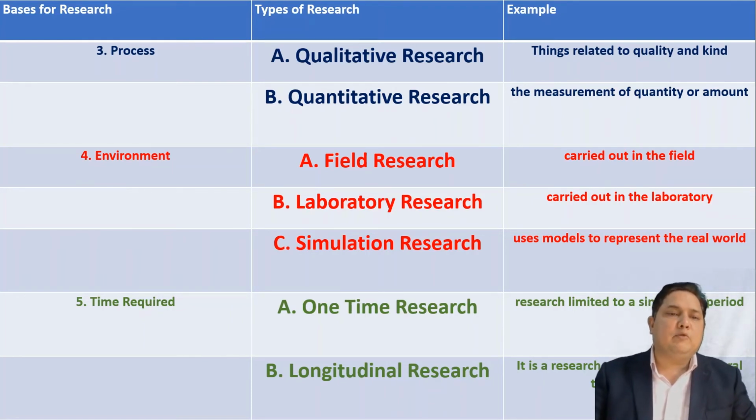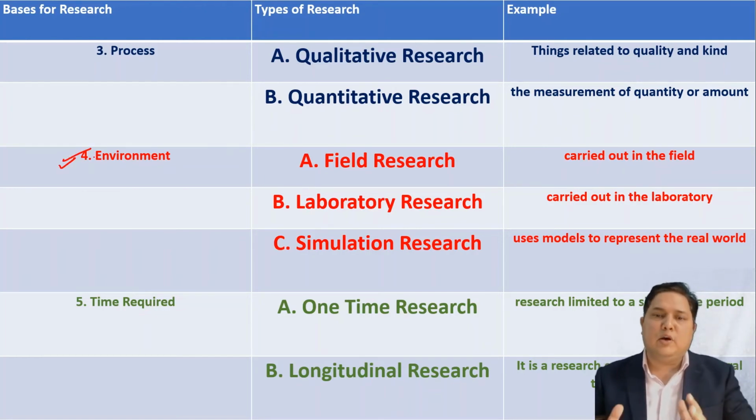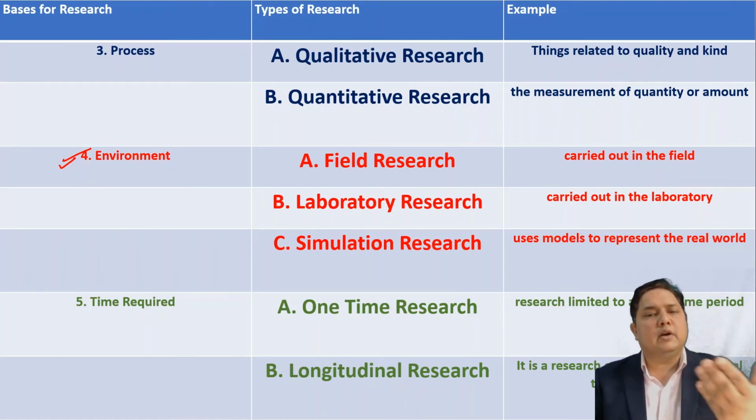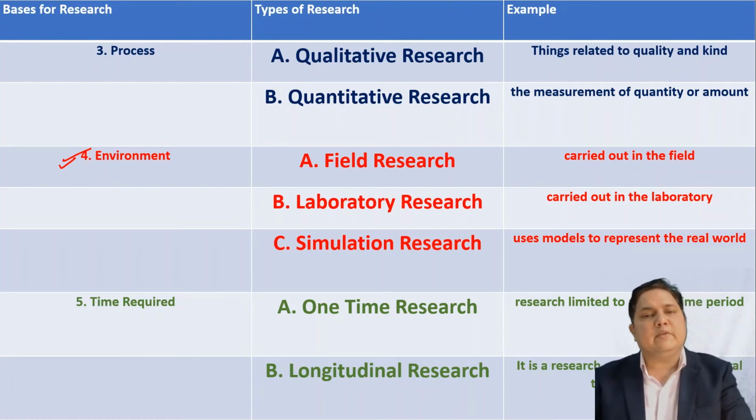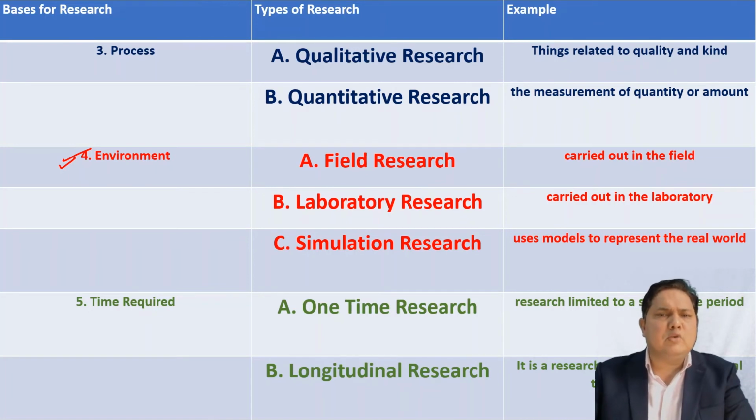Then when we are talking about the fourth one, on the basis of environment. Environment means where you are conducting the research. Field research: a researcher is taking their respondent results from the field itself. Field here doesn't mean he has to go to the farming field. Here it means he has to go to the area from where he is collecting the research. It may be his organization, it may be a field of study such as schools, colleges, government agencies, or anyone, even farming land also.